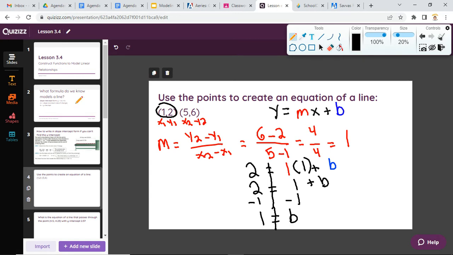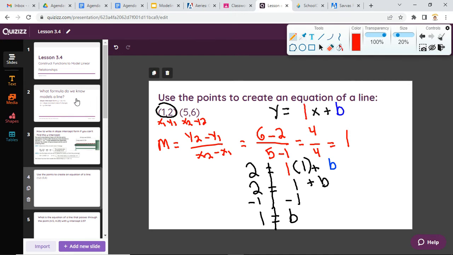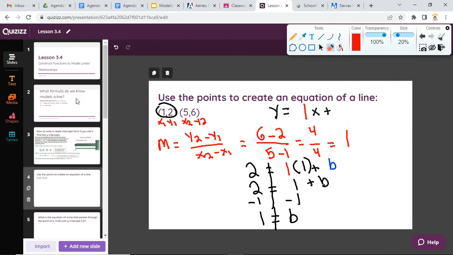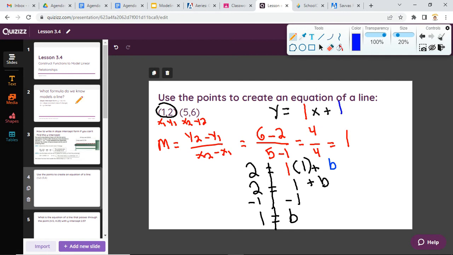Now that I know what b is, I can go back to my original equation here and substitute in my values. I already found out that m is equal to 1, so I'll change my m with a 1. We just now found out that b is also equal to 1, so I'll go back to my equation and exchange b for 1. So my equation is y is equal to 1x plus 1.